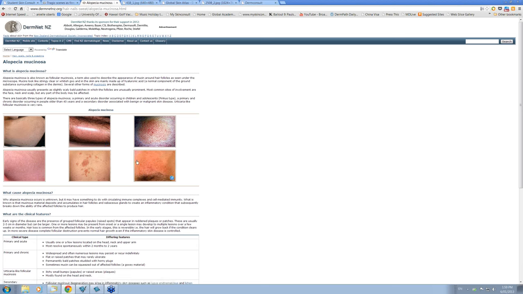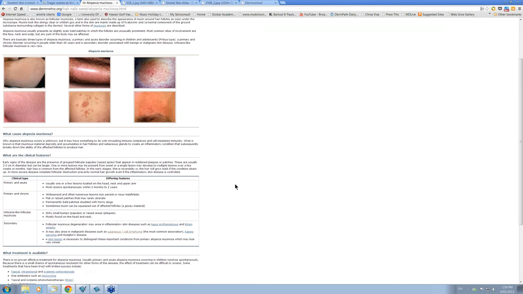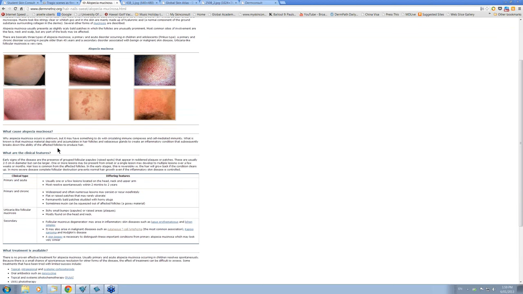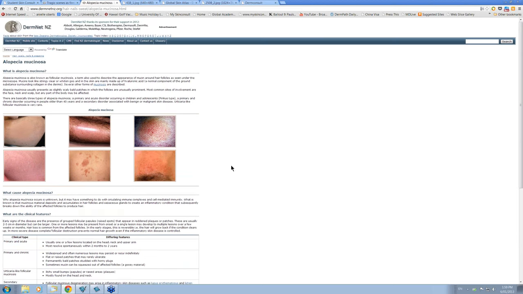Some other examples here. There's a plaque here on the face. It's worthwhile going in and having a look at these, and having a little read about the various types of alopecia mucinosa that you may in fact see. It's an important topic. They'll bring these sort of cases to exams if they've got any out there.